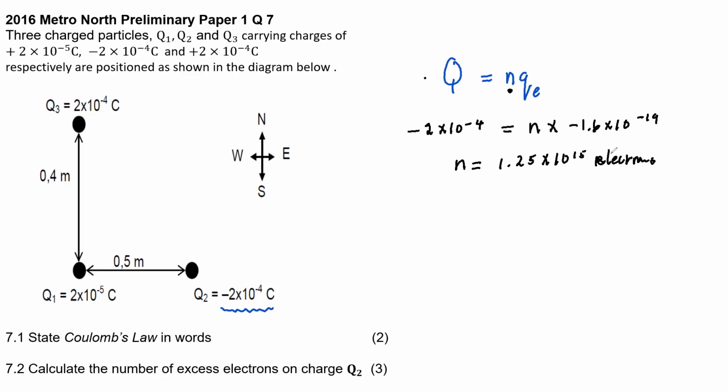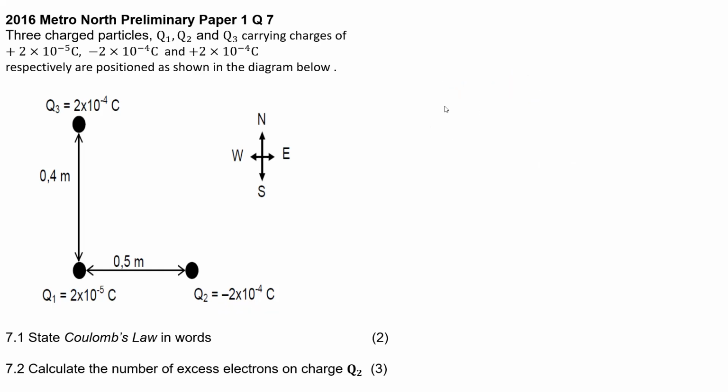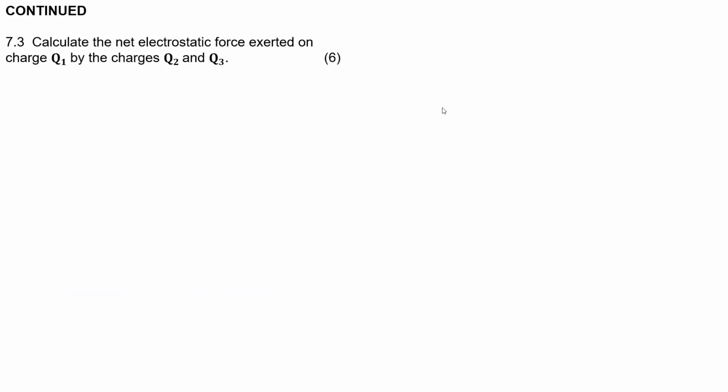But yeah, that's part of the question. But what are we looking for? What are we interested in? We're interested in calculating Coulomb's law. Here's our question. Calculate the net electrostatic force exerted on charge Q1 by charges Q2 and Q3. 6 marks. So they didn't say the magnitude, they just said net electrostatic force. I need to include the direction, the angle, as well as the magnitude.